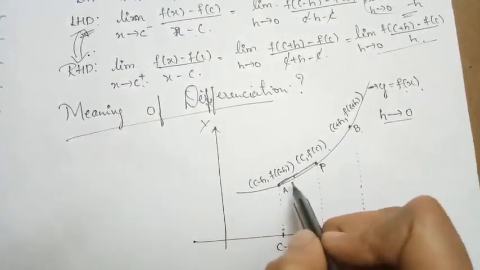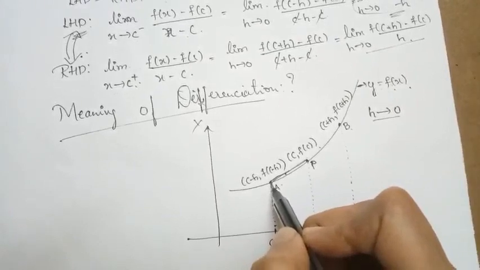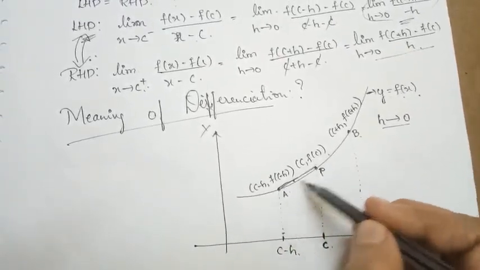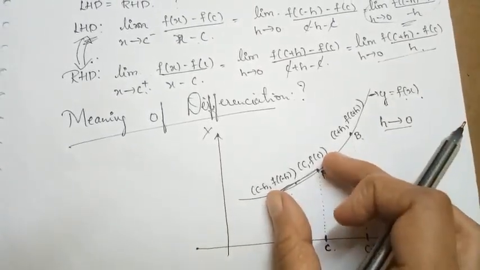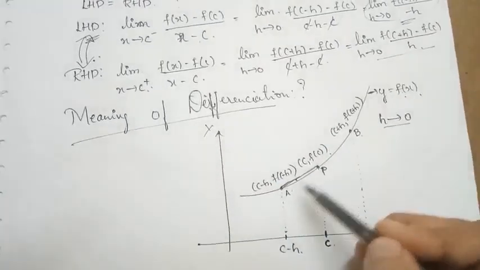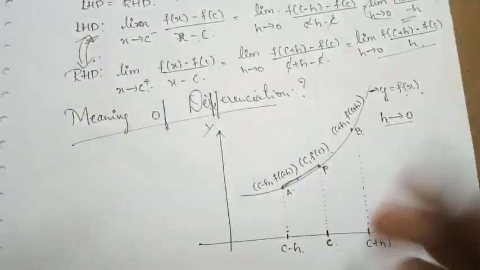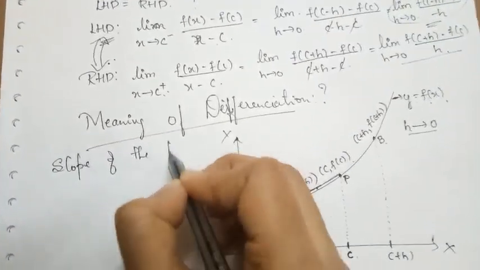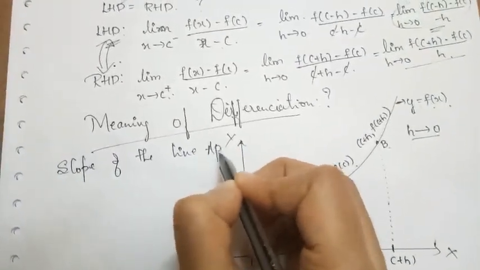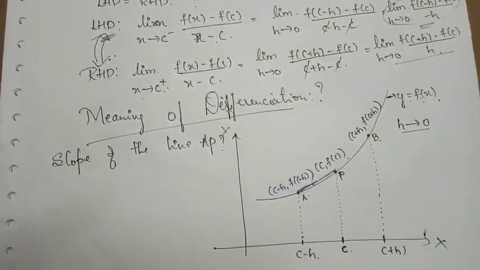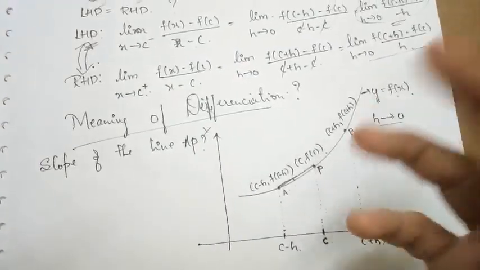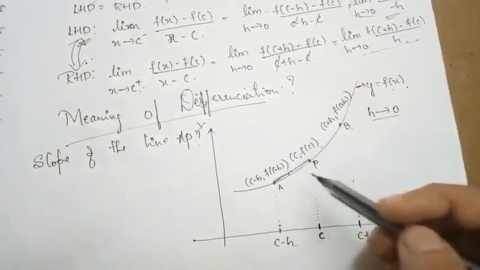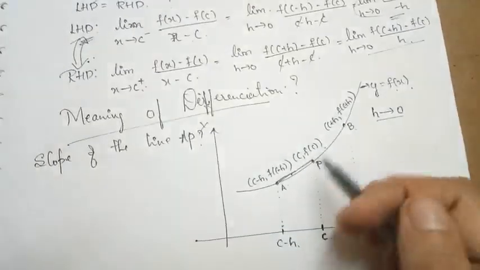Suppose I need to calculate the slope of the line AP, or the slope of the chord. Since it is a curve and this is a line, it is also a chord. So the slope of the chord AP, or the slope of the line AP: how are we going to find it? This is my question. How do we find the slope of a line? We already came across the formulas for the slope of lines in class 11. So what data do we need to find the slope of the line?